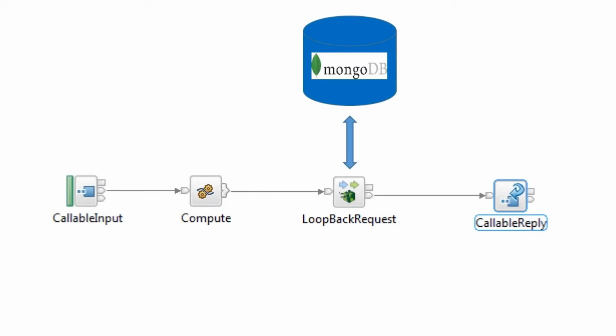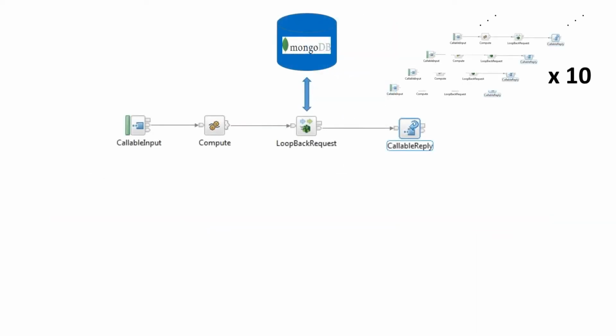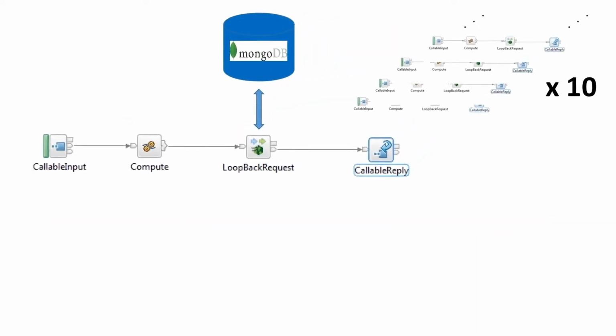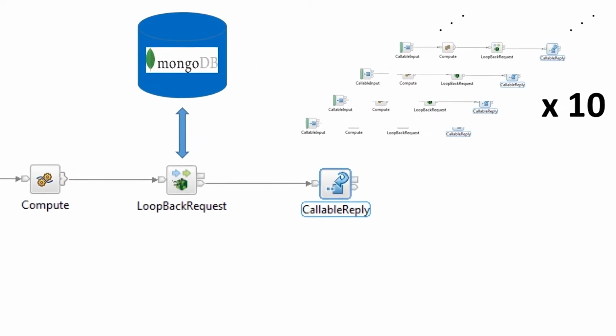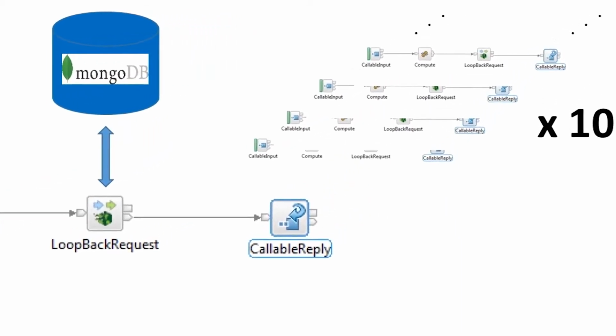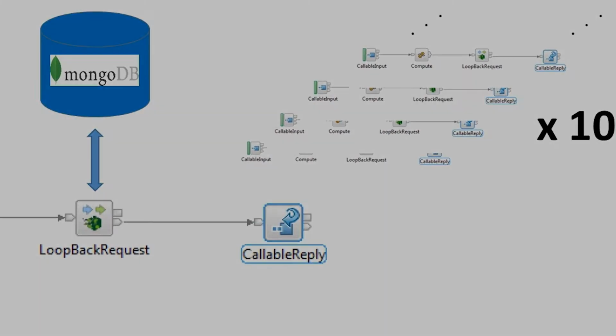In this scenario, I have a flow running on a Windows machine which is using a loopback request node to retrieve entries from a collection in a MongoDB database. The flow has callable input and callable reply nodes, so that it can be invoked from another message flow. The bar file has 10 additional instances configured for this flow, so it can handle multiple requests in parallel.